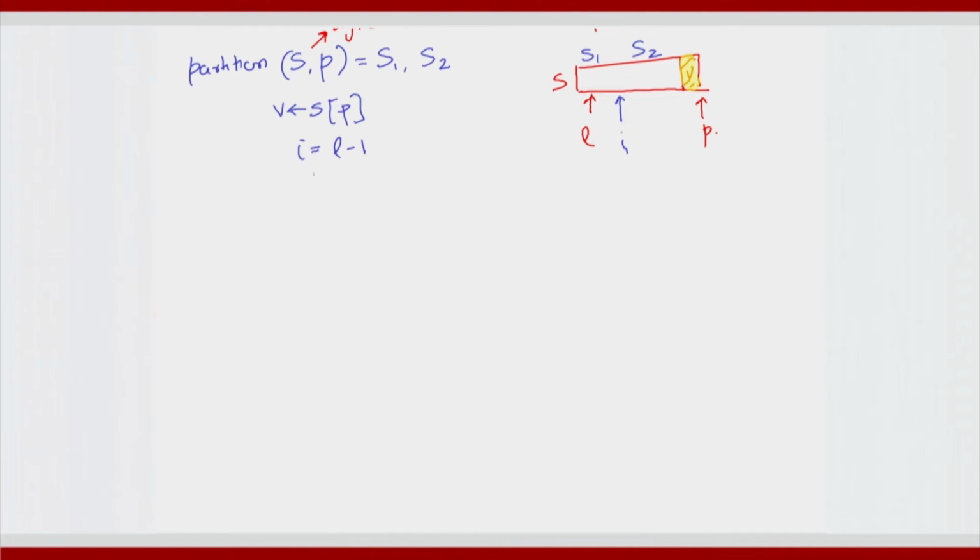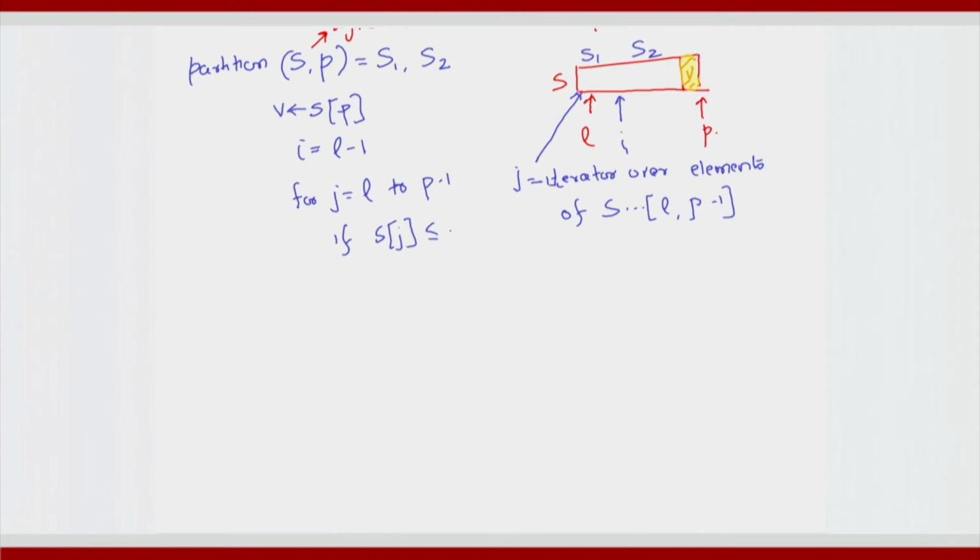Our next step is as follows. We are going to keep track of elements, iterate over the elements through an index j. So we will use an index j as iterator over elements of S ranging from L to P minus 1. We are of course not interested in scanning P when we compare with P itself. So for j equals L, you need to start scanning from the first element to P minus 1. Now you are going to check if this jth element Sj is indeed less than or equal to V.